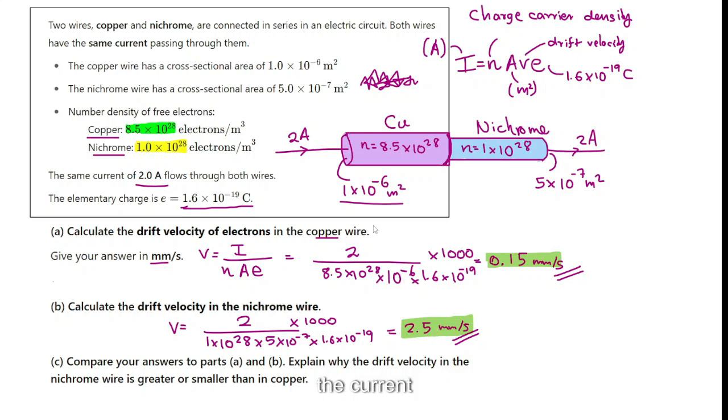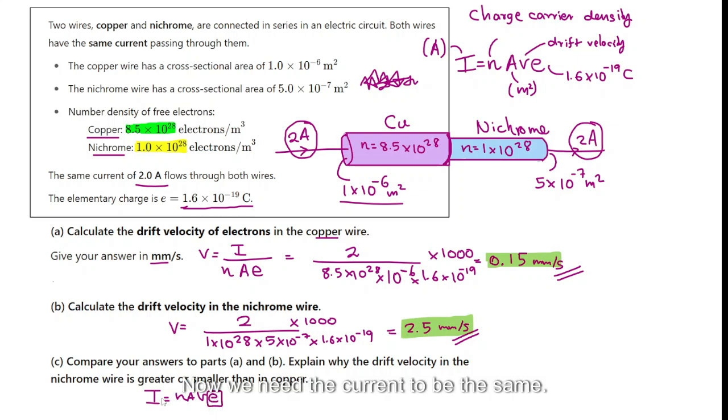The current through both wires is 2 amps. If the current is to remain constant, think about the formula. e is constant. We need the current to be the same, but you can clearly see nichrome has a lower value of charge carrier density. This is 8.5, this is 1, and the power of 10 is the same. So nichrome has a low n.